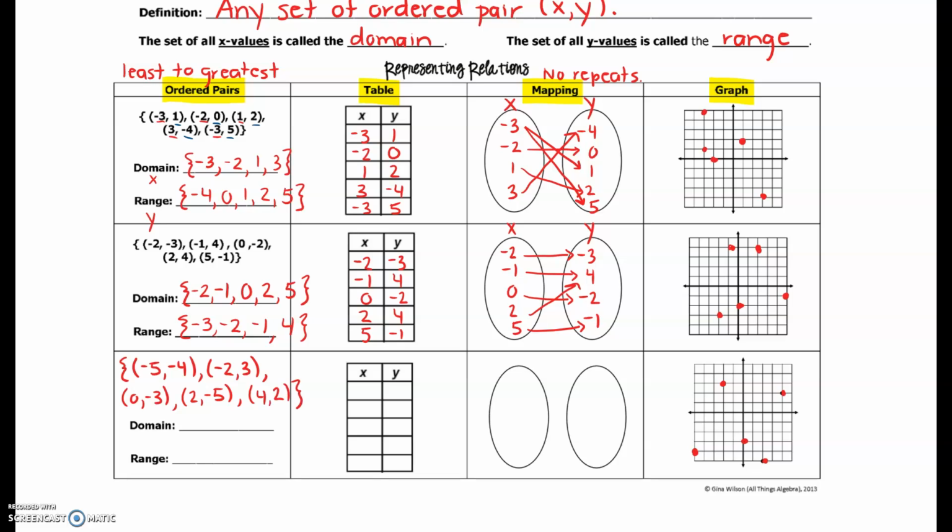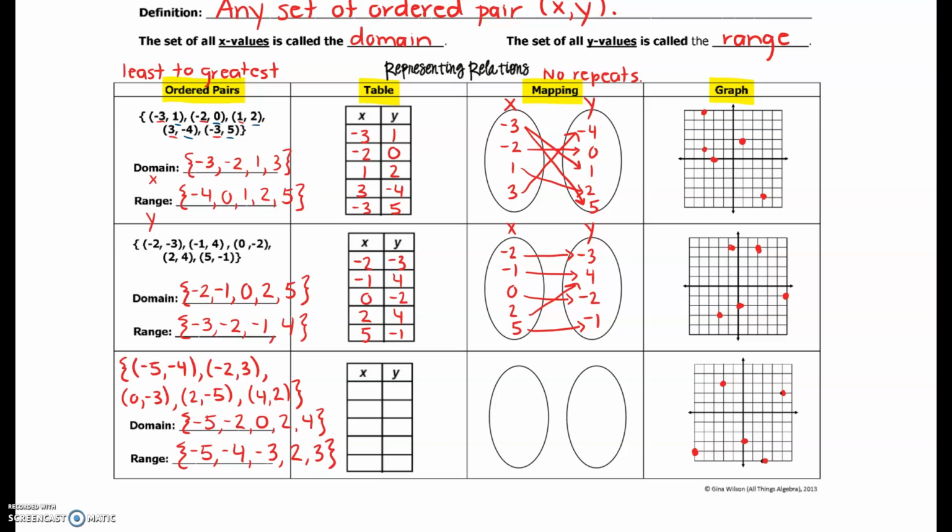Now, based on that information, we can go back and fill in the table and the mapping diagram just like we had done for the other examples. So we list our domain first. We had nothing that repeated here, so we're going to need to include all of the x values, -5, -2, 0, 2, and 4. And same thing for the y values. There were no repeating y values, so we want to make sure we start with the smallest which is actually -5, then -4, -3, 2, and 3.